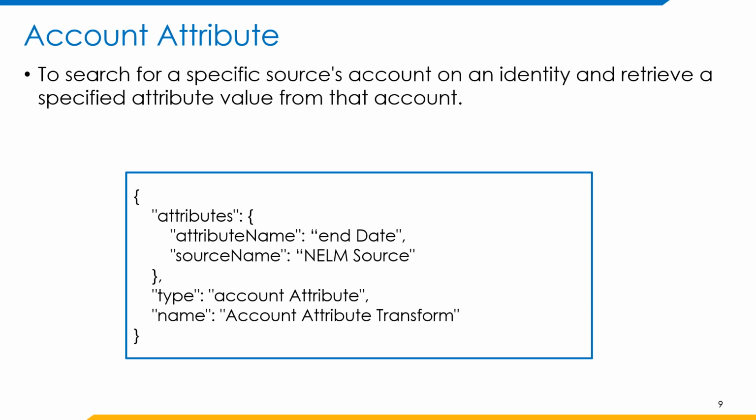Here I have taken one example of account attribute transform. Inside attributes, I have taken the key as attribute name and source name, and the value as end date and NELM source. Outside the attributes block, I have taken the key as type and name, and the value as account attribute and account attribute transform. We can use this transform whenever we want the value from a particular source. In the next slide, let's discuss identity attribute transform.